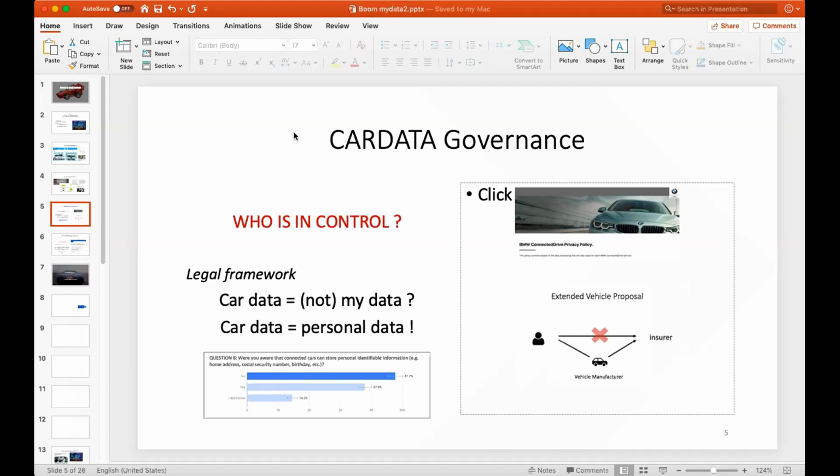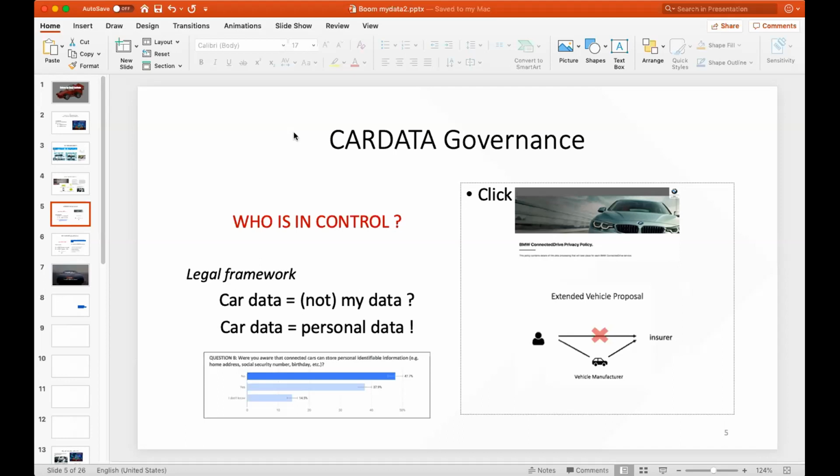First of all, there's been a bit of a discussion on whether or not car data is your data. As probably most of you will know, there is no intellectual property right in your personal data. So saying it is my data is legally not correct. There's no copyright in data.